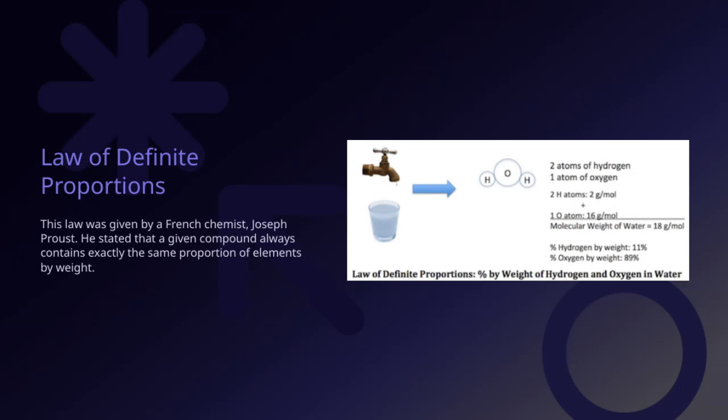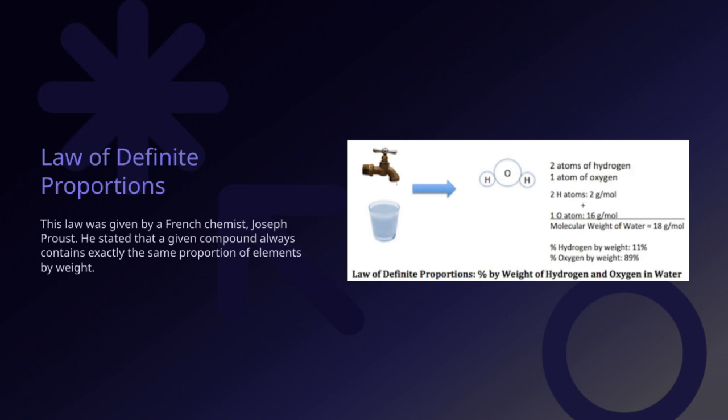This law was given by a French chemist named Joseph Proust. He observed that a given compound always contains exactly the same proportion of elements by weight, regardless of where or how it's made. This is known as the law of definite proportions.